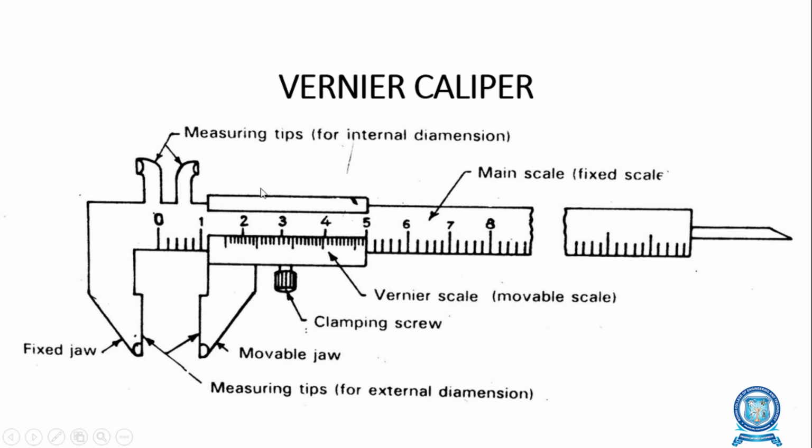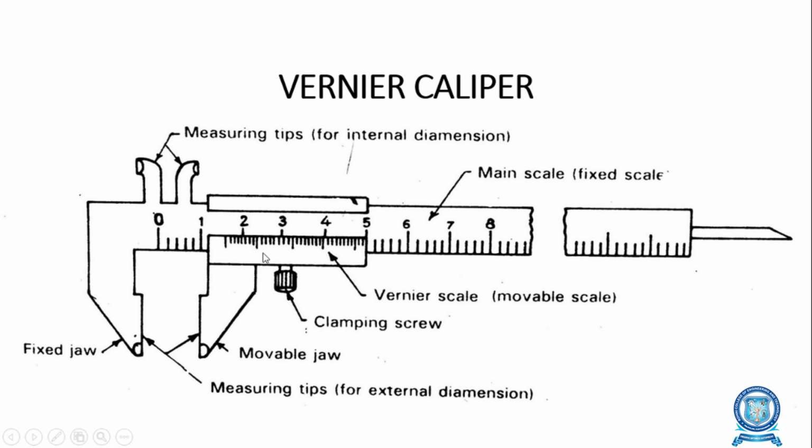There are different parts of the vernier caliper. One is the fixed jaw and a movable jaw. And measuring tips are over the vernier scale for the measurement of internal dimensions. These measuring tips are used to measure internal dimensions, and the fixed jaw and movable jaw have the measuring tips to measure the external dimensions.